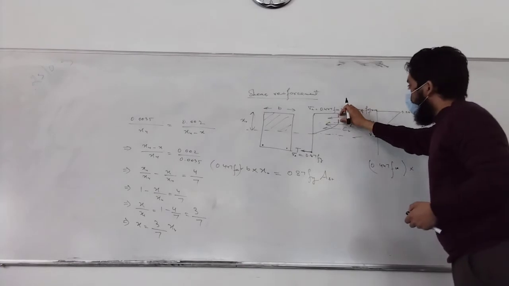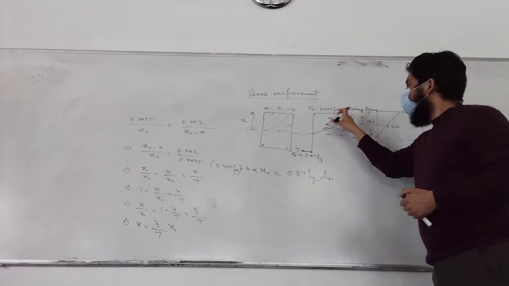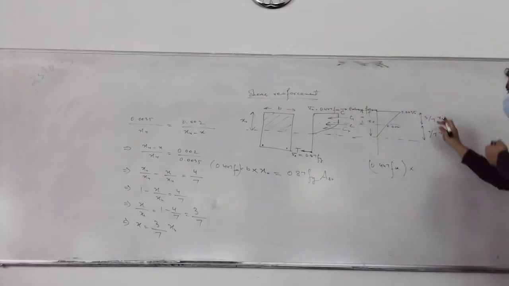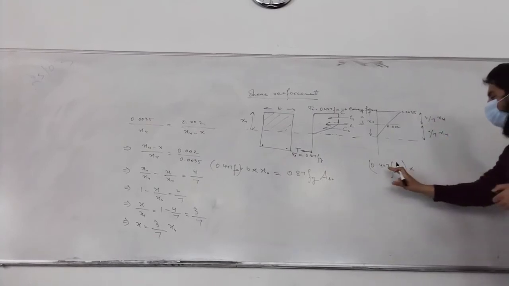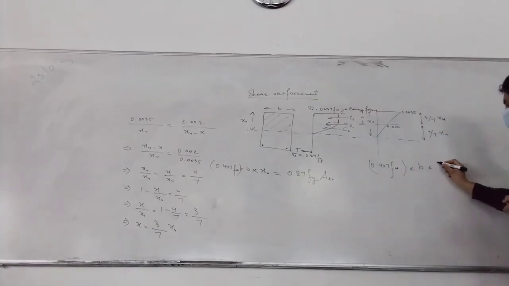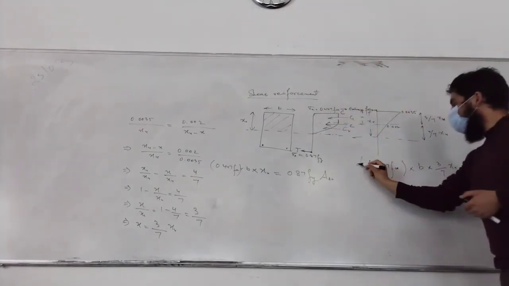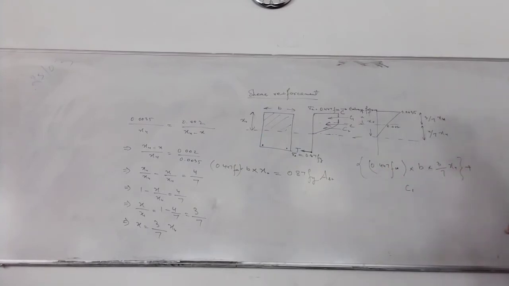Now for this linear portion, where will be C1? It will be at the center of XU, which is 4/7 XU by 2. So 0.447 FCK into B into 4/7 of XU is the stress into effective area for C1, jahan par act kar raha hai. This portion is giving you C1.